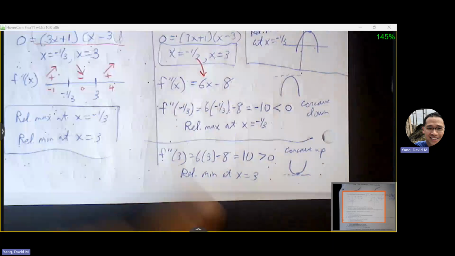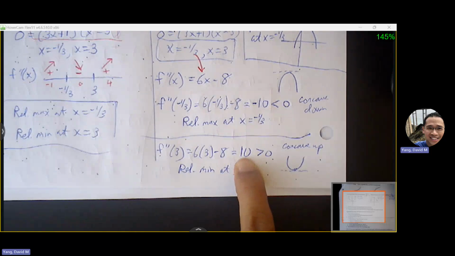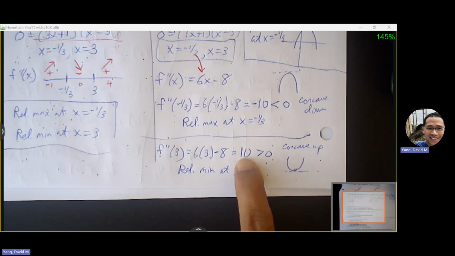Likewise, when students see a positive number from the second derivative, they think, oh, that's a big number. That must be a relative maximum. But it's opposite because this is not a location value. This is a curvature value. Concave up looks like this. If it's concave up, you know that you're looking at a relative minimum.